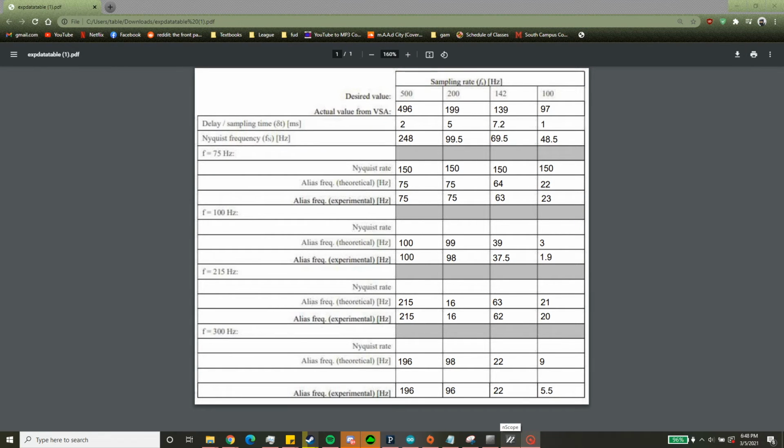So this is the summary table of all the theoretical and experimental alias frequencies at the different signal and sampling frequencies. And as we can see, all the theoretical values are very close to our experimental values, and the only ones that were kind of off were when we got to a very low alias frequency at the 100 Hertz and 300 Hertz. Even then though, the biggest discrepancy is only by 3.5 Hertz.